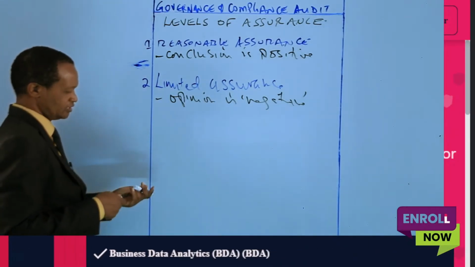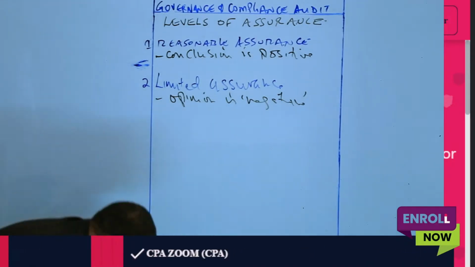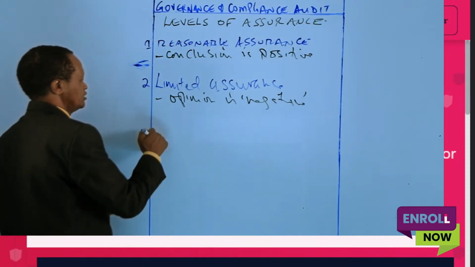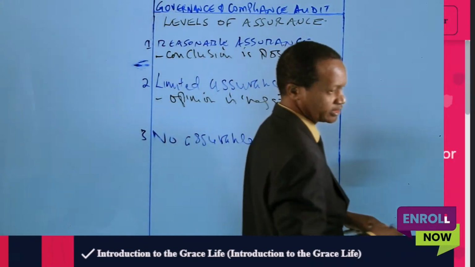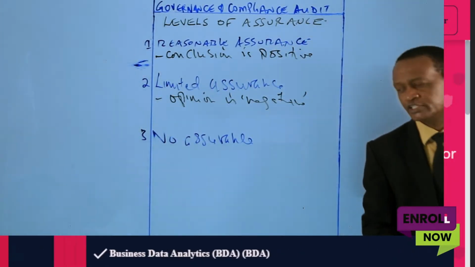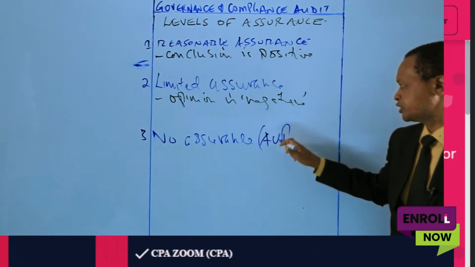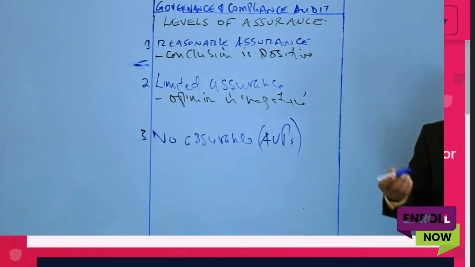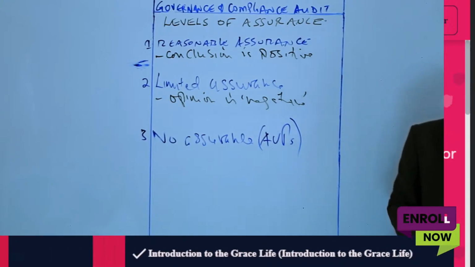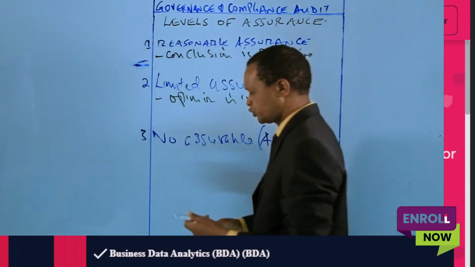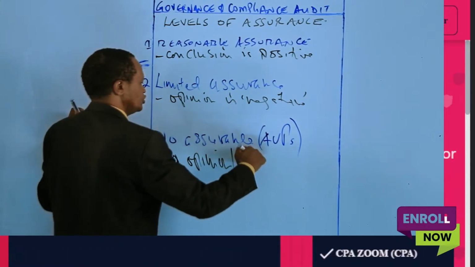Then we have the third level, no assurance. There are times when no assurance is required. In no assurance here, we are referring to the agreed upon procedures. Here, the audit team performs a specific set of procedures agreed upon in advance with the client, and no opinion or conclusion is required.